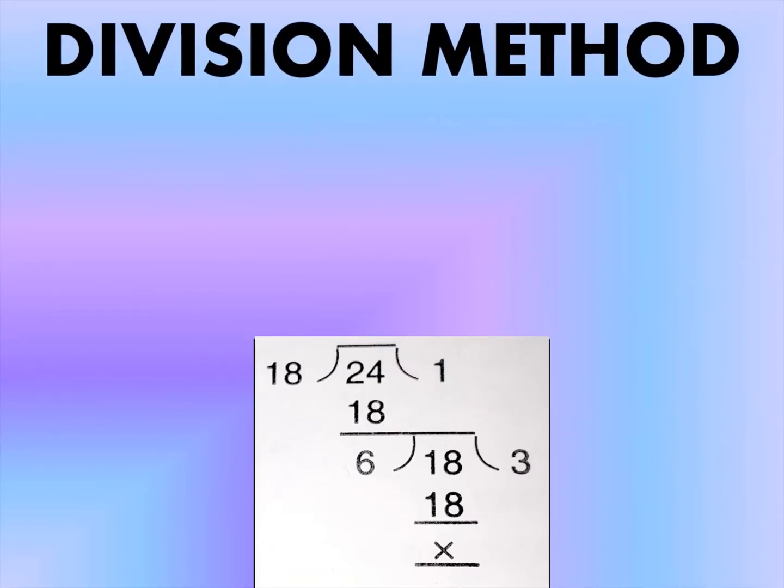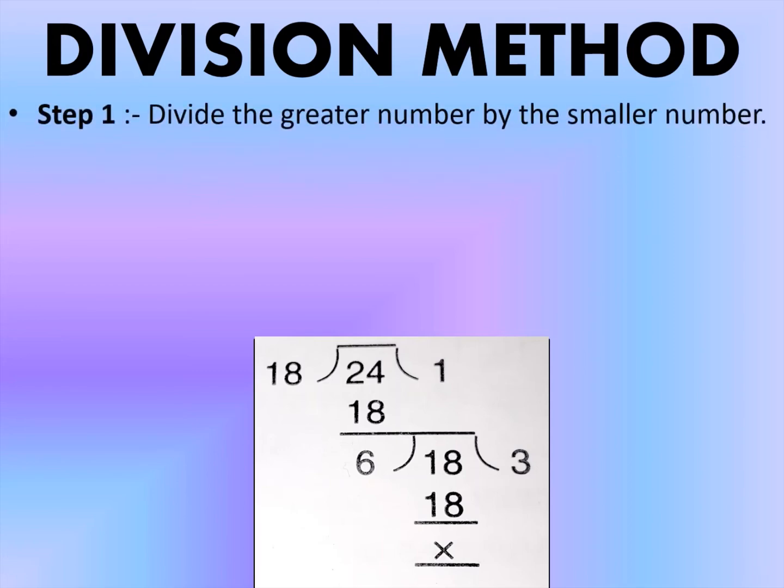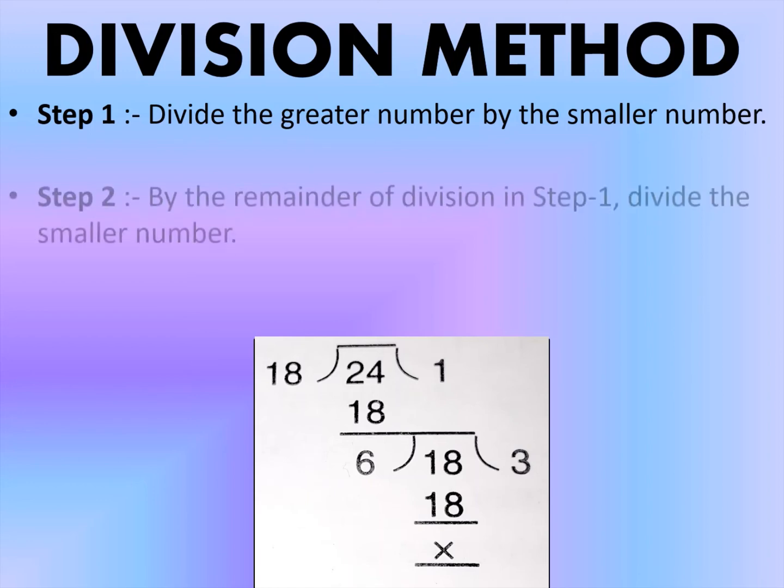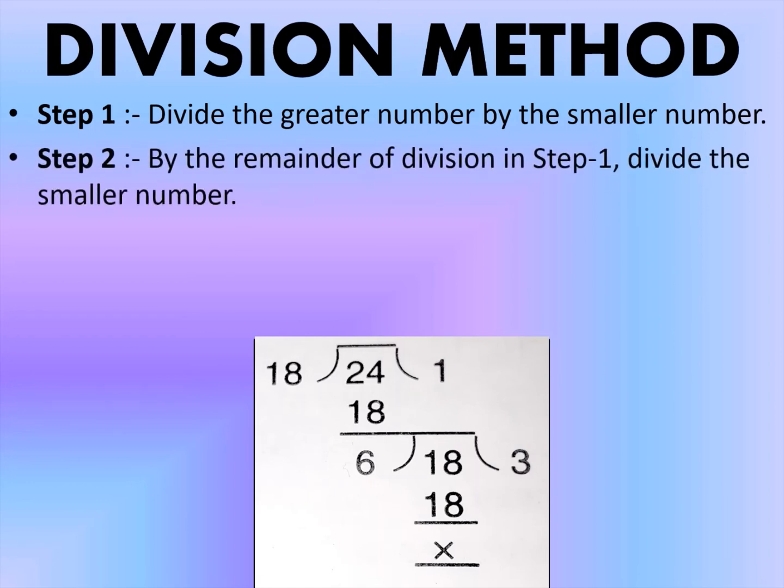Now let's know how to find HCF of the given numbers by division method. Step 1. Divide the greater number by the smaller number as shown in the example below. Step 2. By the remainder of division in step 1, divide the smaller number.